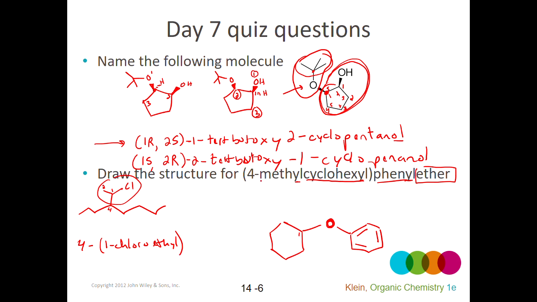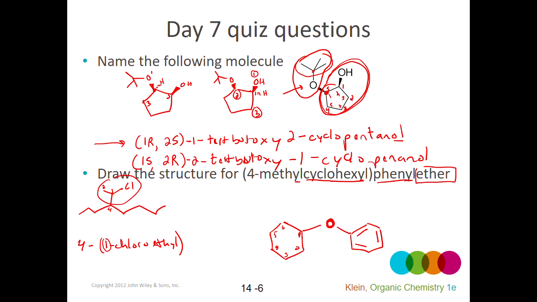So this 4 inside parentheses is like the 1 inside parentheses. It tells me which carbon of the substituent another group is attached to. And the first carbon of the substituent always has to be attached to the parent chain. So if the oxygen is the parent chain, this has to be my first carbon of the substituent. And then it doesn't matter which way I number around.